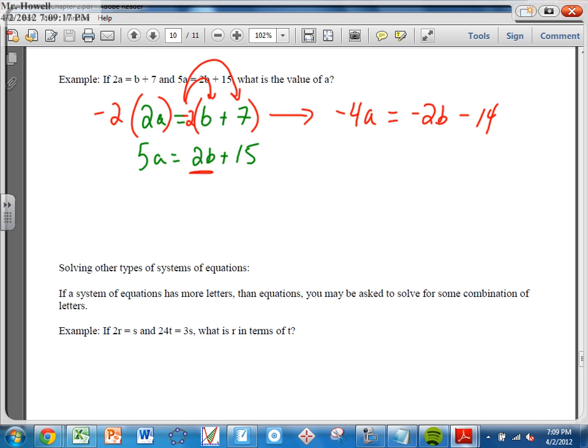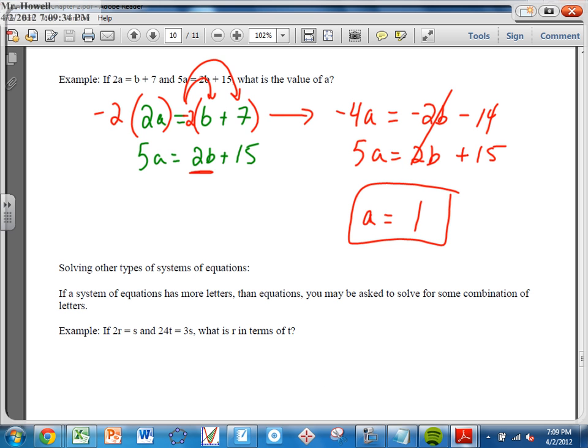And now I can see that the 2b's are going to cancel. 5a and negative 4a is 1a. The 2b's cancel. 15 minus 14 is 1. a is equal to 1. Again, notice about 3 steps there, and you're done with the whole problem. Practice, practice, practice. This will get a lot easier. That's why it's second nature to me.